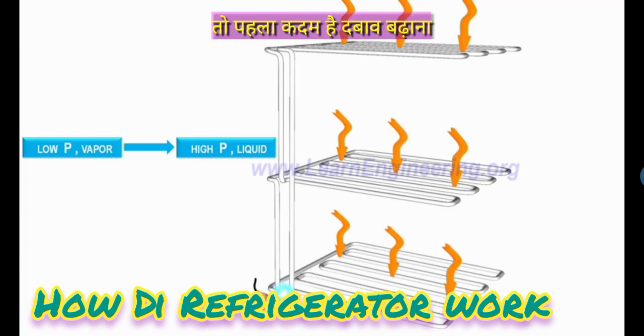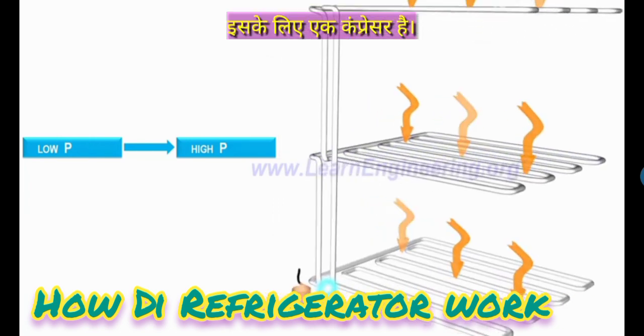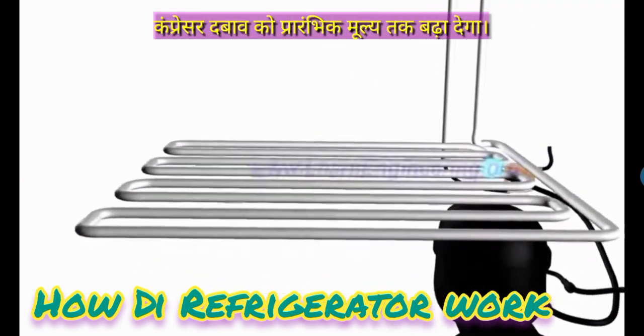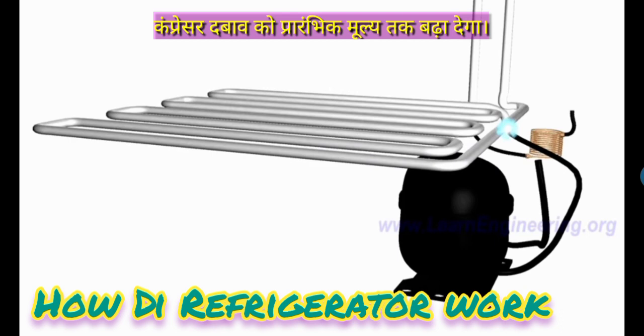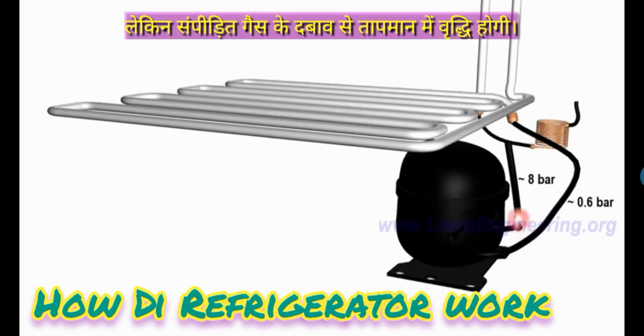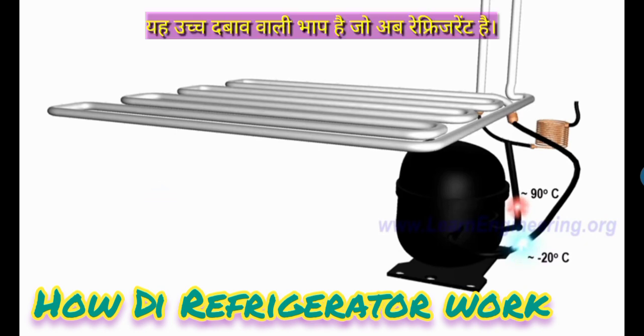So the first step, let's raise the pressure. A compressor is introduced for this purpose. The compressor will raise the pressure back to its initial value. But since it is compressing gas, along with pressure, the temperature will also rise. It is unavoidable. Now the refrigerant is a high-pressure vapor.